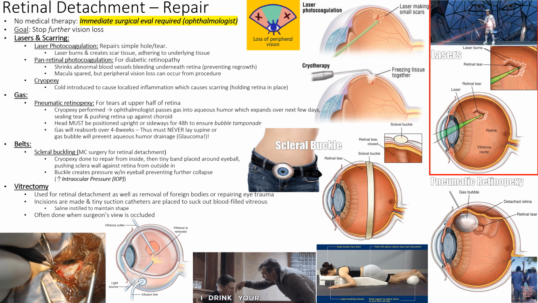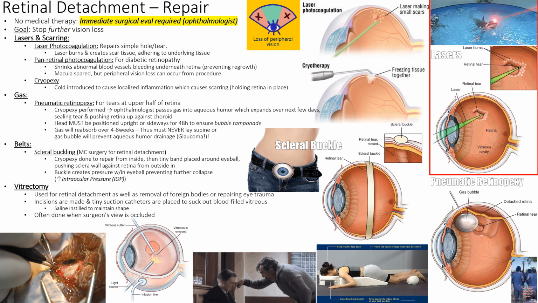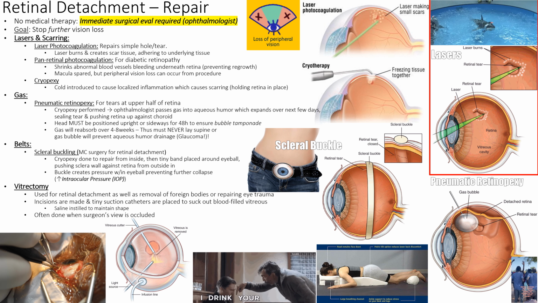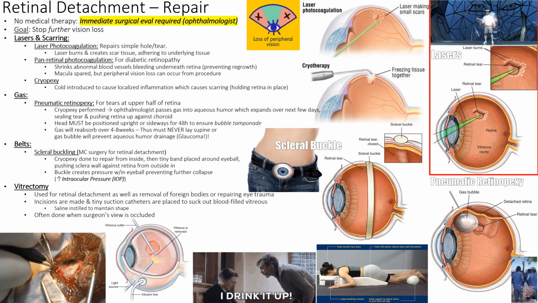All right, so cataract surgery is super easy to perform. And hopefully you don't get retinal detachment, but that is one of our complications. And this is how you fix retinal detachment. So where's my cursor now?